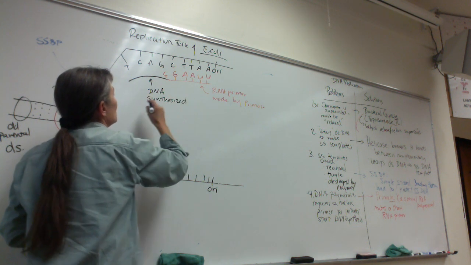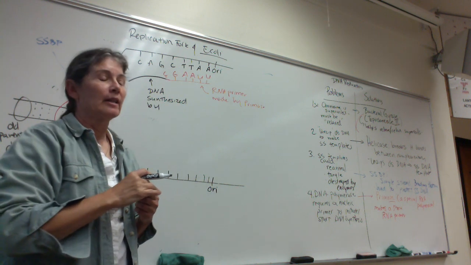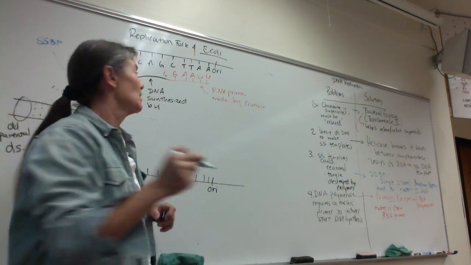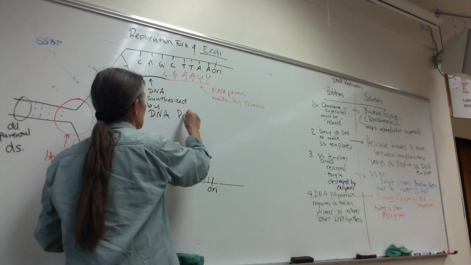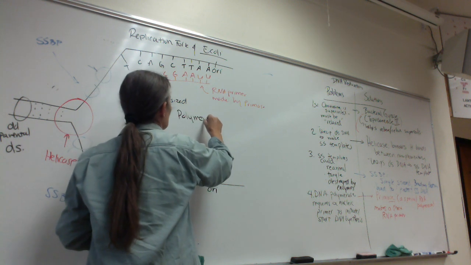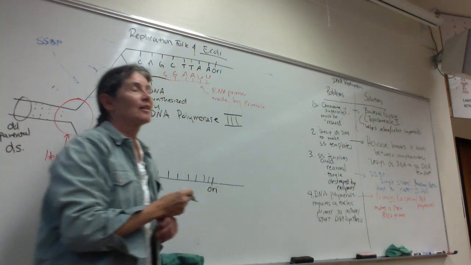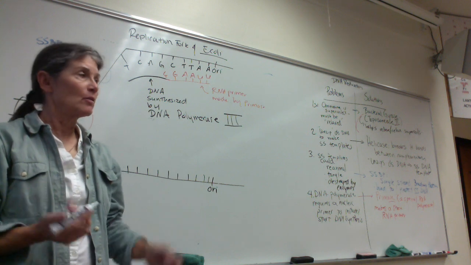The workhorse of DNA synthesis in bacteria, in E. coli, there's a number of DNA polymerases, you guys, they have Roman numerals. So the workhorse of DNA synthesis in E. coli is called DNA polymerase 3. And they're numbered in the order they were discovered. It doesn't necessarily mean the numbers represent how much work they're doing, okay?